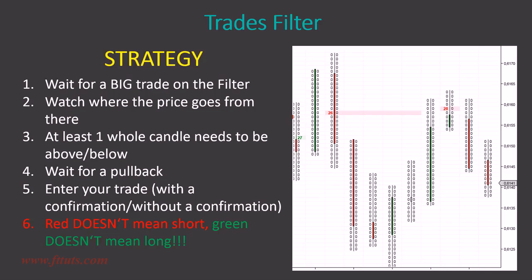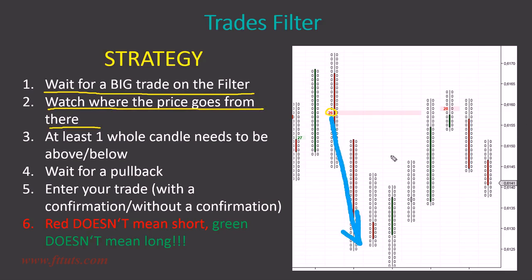First thing you want to do is wait for a big trade on the filter. Like in here, there was the big trade, the 26 contracts, and then you watch where the price goes from there. So from this place, the price went downwards. And this could mean that there were strong sellers entering their selling positions to participate or maybe to initiate this selling activity.